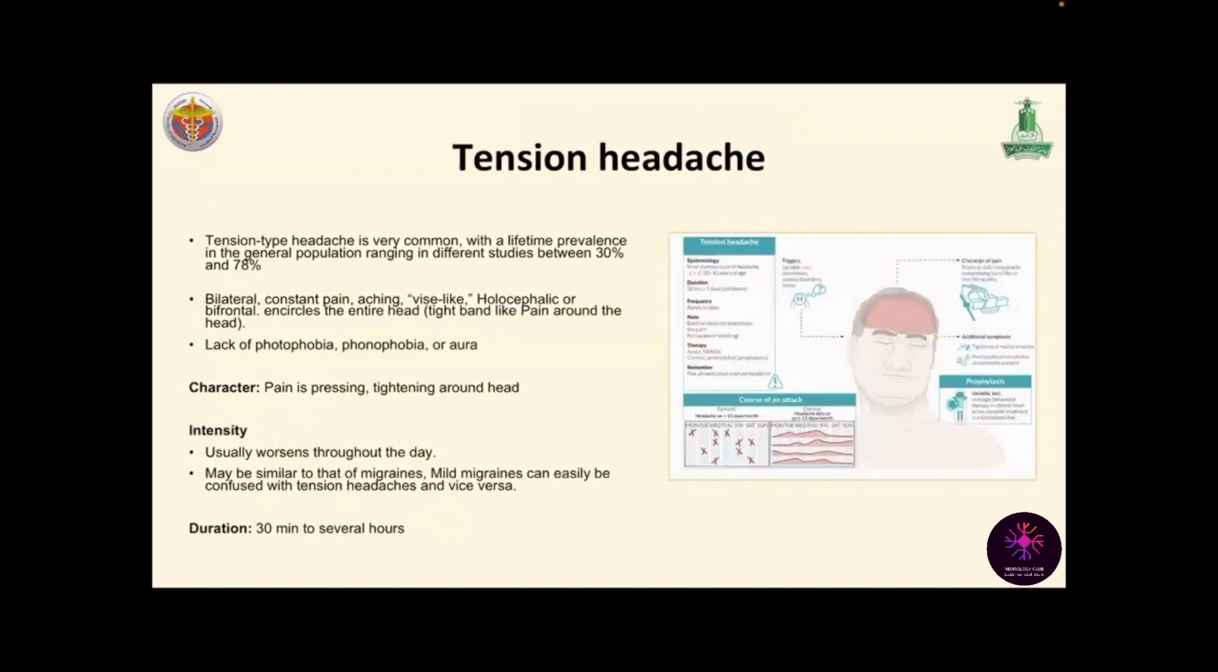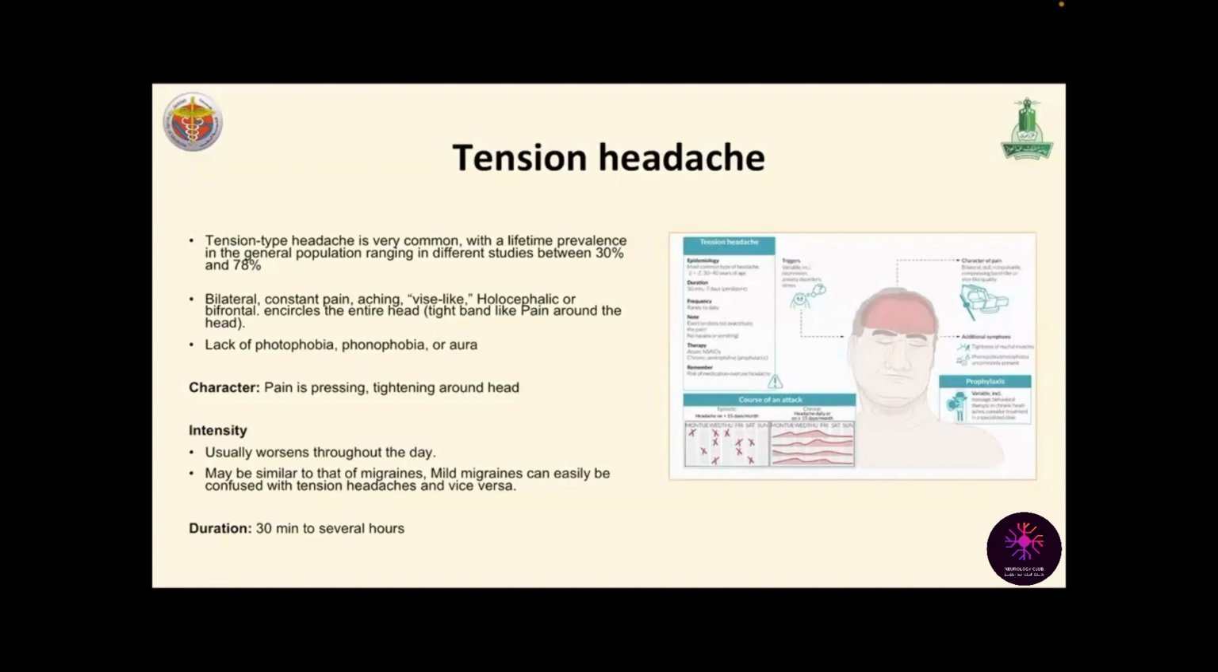Okay, so moving on to the tension headaches. These are actually the most common type of primary headache, with the lifetime prevalence in the general population ranging in different studies between 30% and 78%. Those are the headaches that are located bilaterally, and they could be described as band-like, as they're tightly encircling the head. So they're pressing in nature, non-pulsating, but they can be pulsating sometimes. Usually they're mild to moderate in intensity, not incapacitating like migraine. So people could carry on with their daily activities as opposed to migraine.